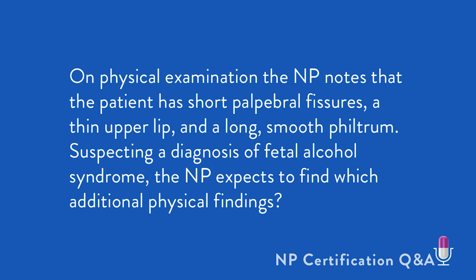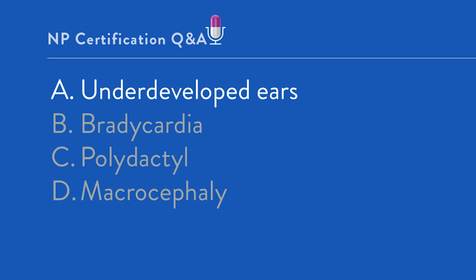In this case, the additional physical findings, that's what it's asking you. Suspecting a diagnosis of fetal alcohol syndrome, the NP expects to find which additional physical findings. And A is the correct answer. Underdeveloped ears is also very classic of FAS. It may present as low-set ears or an underdeveloped superior aspect of ears, but underdeveloped ears is a common finding.